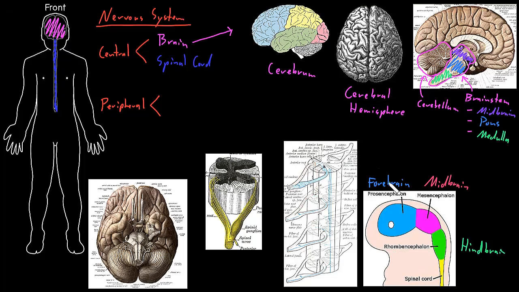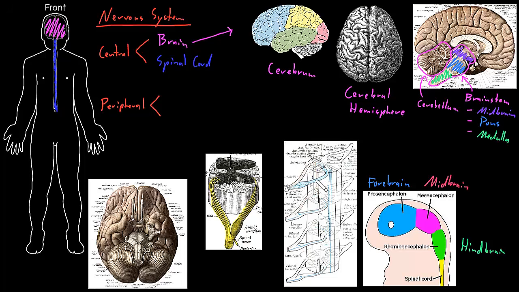So the forebrain is going to become the cerebrum. The midbrain is going to become the midbrain, just this part of the brainstem up top. And then the hindbrain will become the rest of the brain, the pons, the medulla, and the cerebellum. So just in case you hear people referring to structures in the brain by these names, that's where those names come from. They're from the developing nervous system.